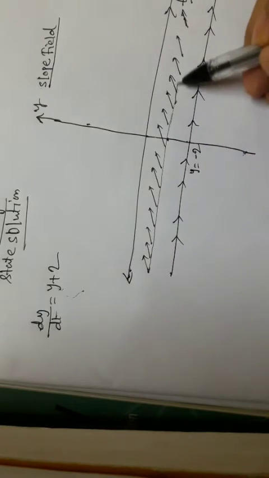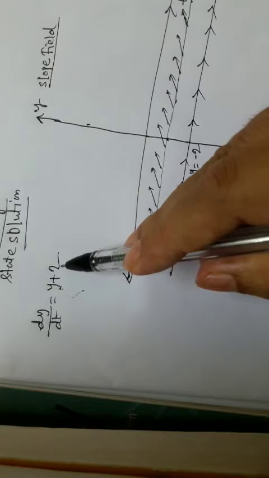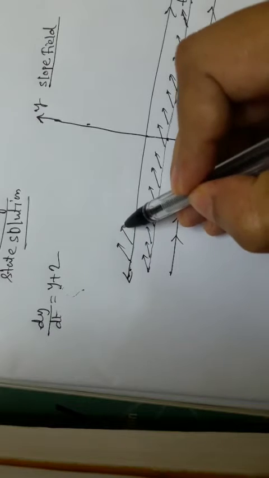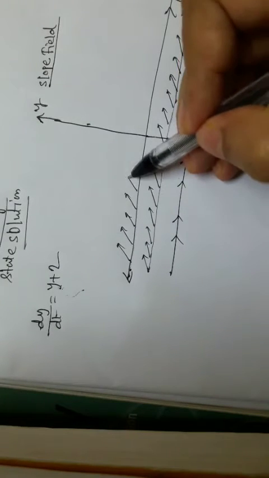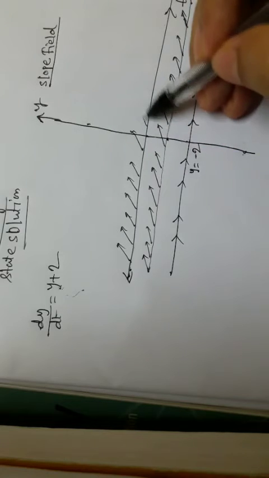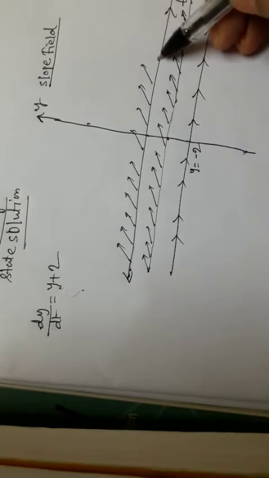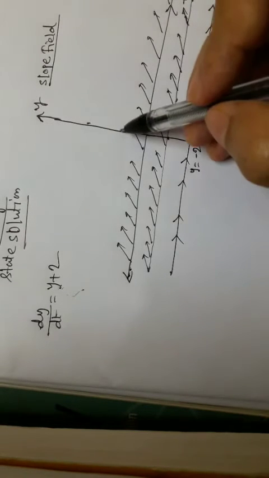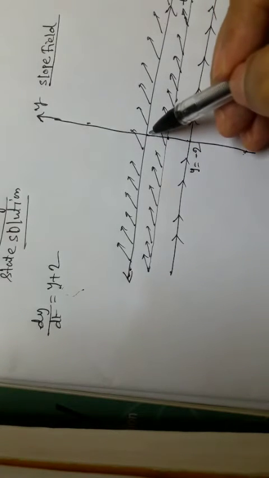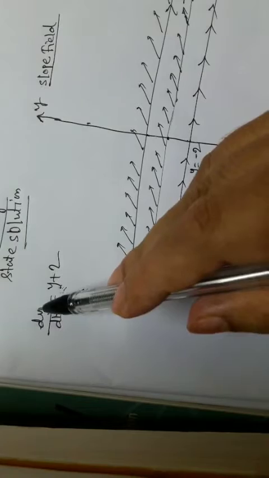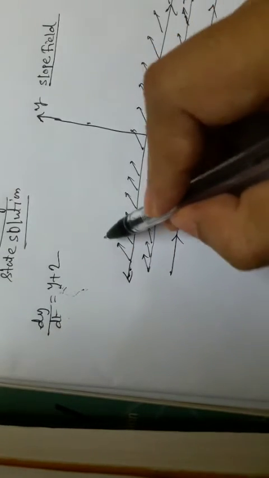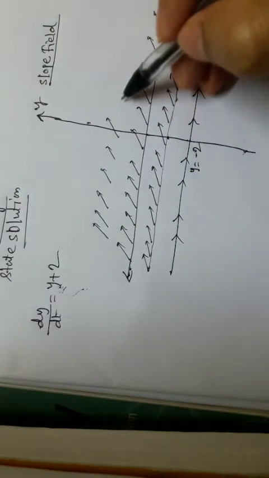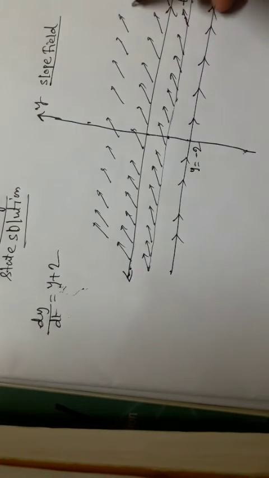If we take y is equal to 0, then slope will be 2. Then the arrow will be slightly more upward than the last one. If we take y is equal to 1 here, we get dy/dt is equal to 3. So then the arrow will be like this. The slope field will be like this.